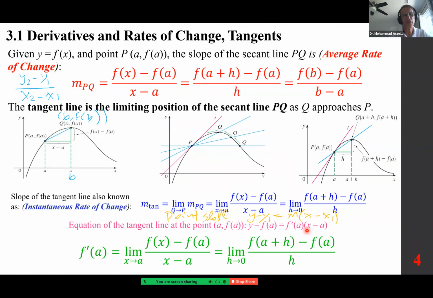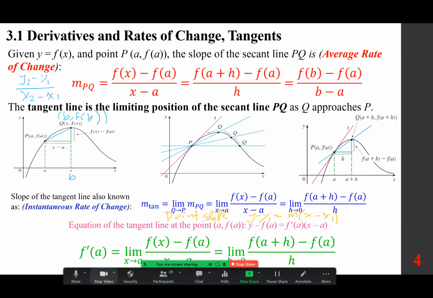And so f prime of a, which represents the slope of a tangent line at a, has one of these formulas. We should be comfortable with both, and we use both of them from time to time. Ultimately, you normally use the second one.